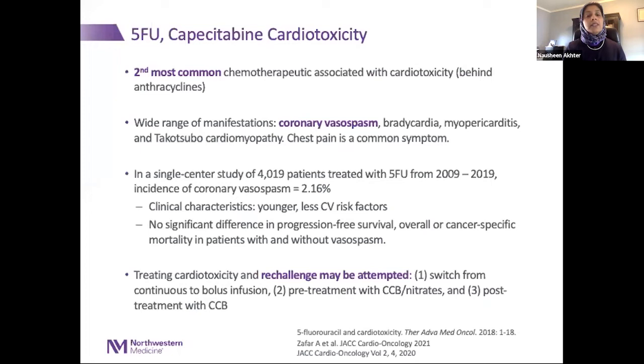There was a large single center study done of over 4,000 patients treated with 5-FU that documented the incidence for vasospasm was actually lower than was previously thought, at 2.2%. However, their patient group was younger and had fewer cardiovascular risk factors. What they did find was that there was no difference in progression-free survival or overall cancer-specific mortality in patients with or without vasospasm. So vasospasm can be treated and re-challenge can be attempted cautiously in the right patients.